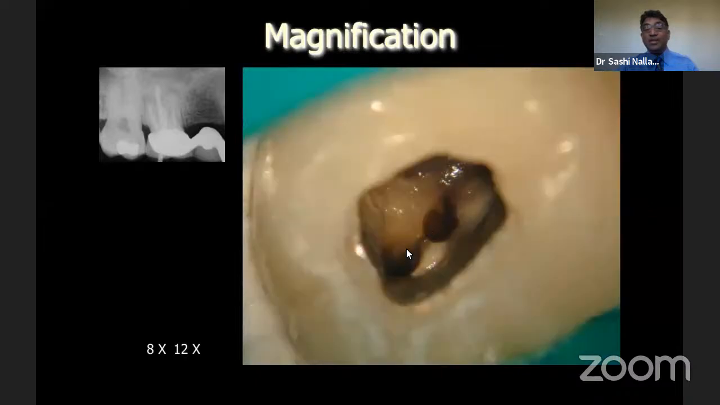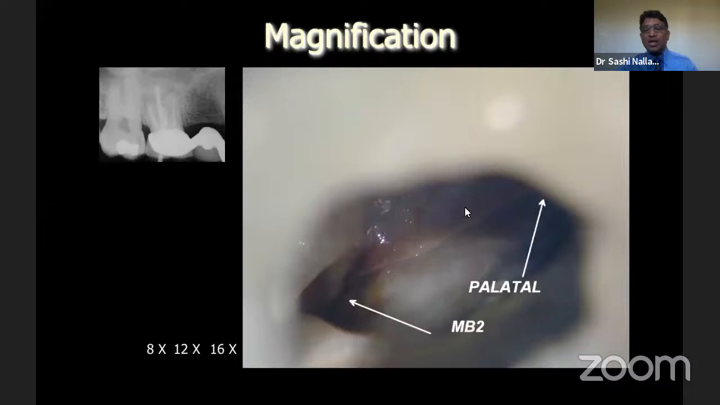So I cleaned out the canals. And when I was cleaning out these canals, I'm thinking, gosh, there is something here. Vaguely, I see something here. So I increased the magnification. And guess what I see? There is a huge crack running from the mesiobuccal canal all the way to the palatal. And that's precisely the reason why this case failed. Not so much because there was a missed canal, but because that tooth actually cracked.